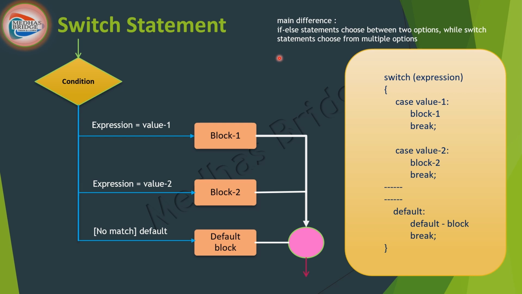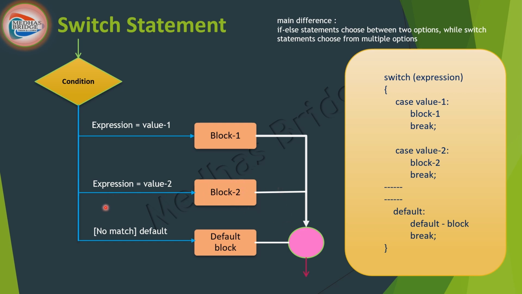You might have such a case in real-time scenarios. So let's look at it in the generic view. Based on the condition, if the expression equals value 1, we are not comparing but matching the value. If the expression equals value 1, you execute block 1 statements and exit. If the expression equals value 2, then you execute block 2 statements and then exit.